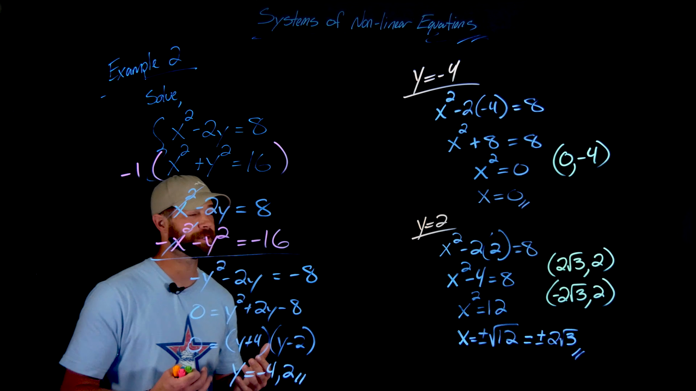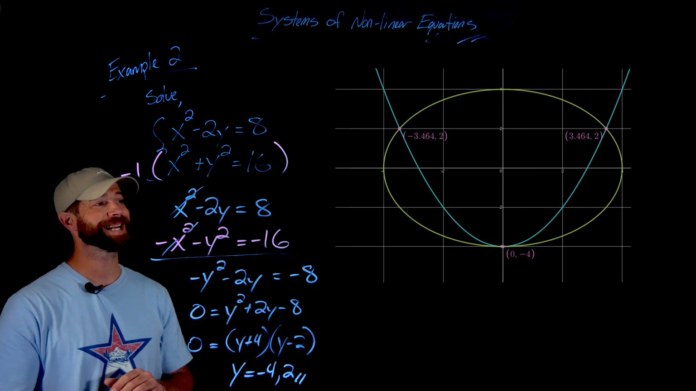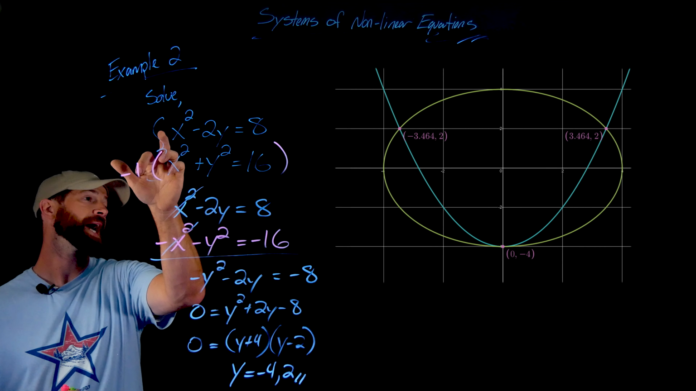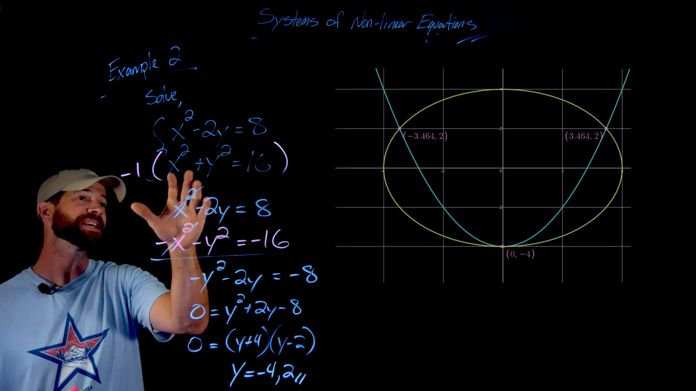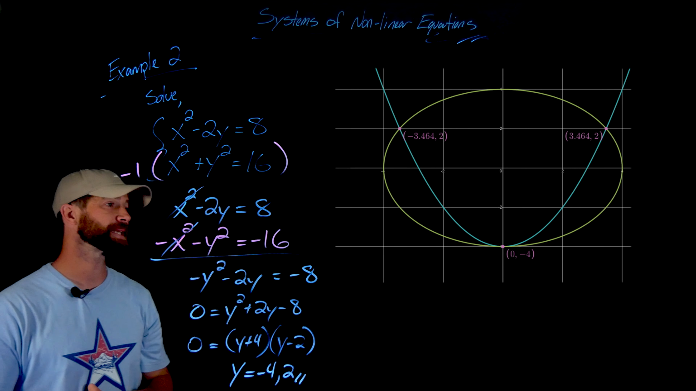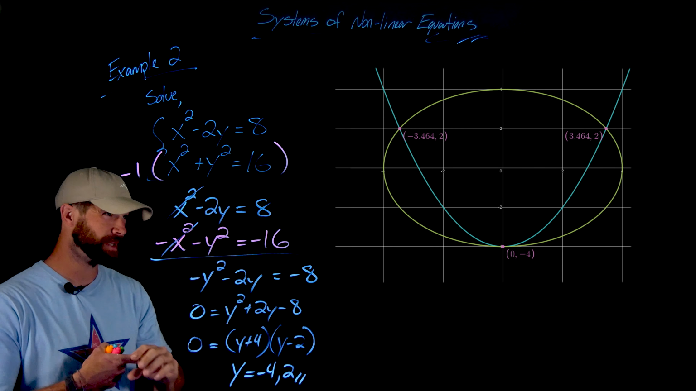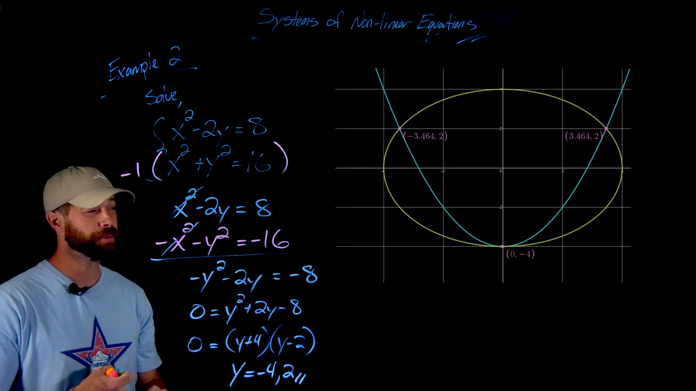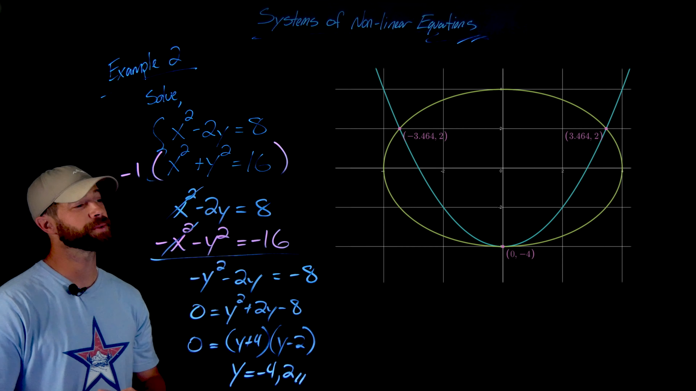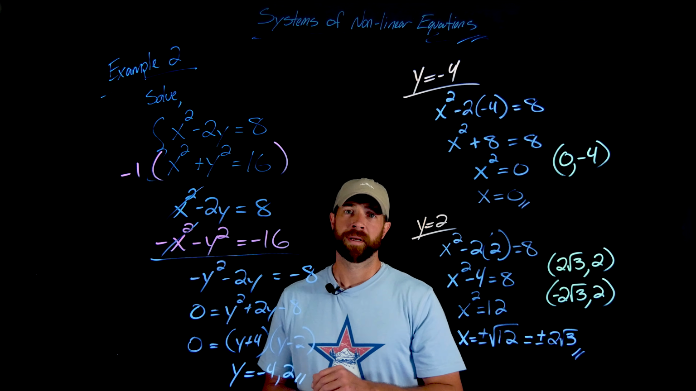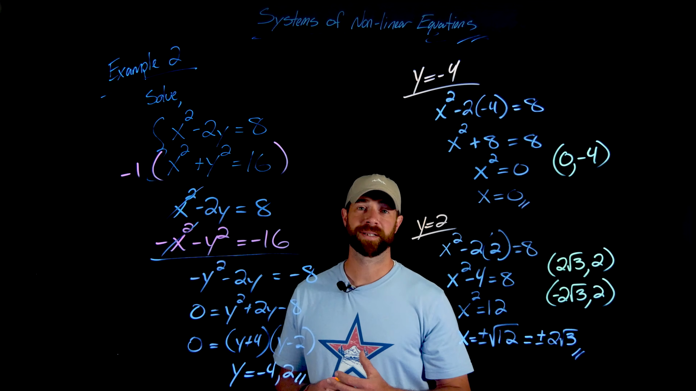And just to step back and look, if we look at the graphical representation of the system, we see this parabola intersecting the circle described by the second relationship. You can see those three intersection points at (0, -4), (2 root 3, 2), and (-2 root 3, 2). Final thoughts when attacking these nonlinear systems.